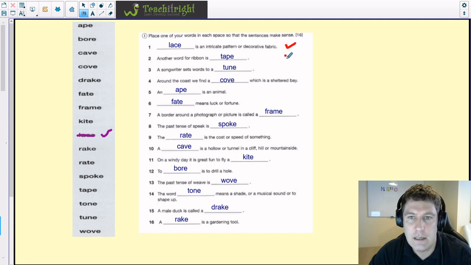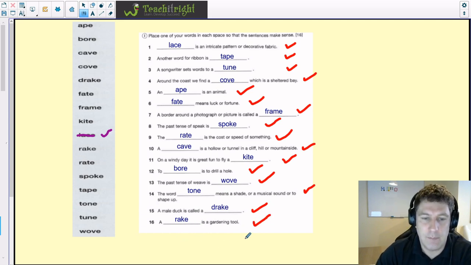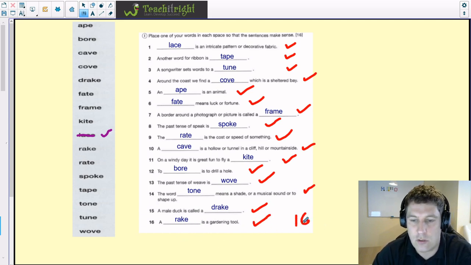We've got lace, tape, tune, a cove, that's like a sheltered bay, an ape, fate, frame, spoke, rate, cave, kite, bore, that's like to bore down, or drill a hole to bore, wove, tone, drake is a male duck, and then rake. So again, write down your score out of 16.